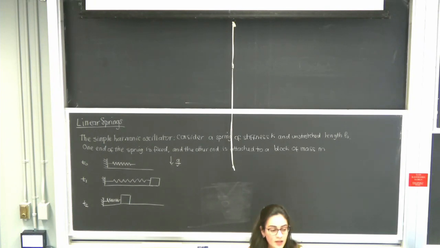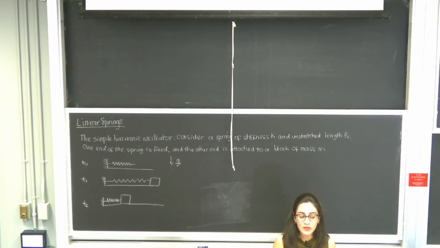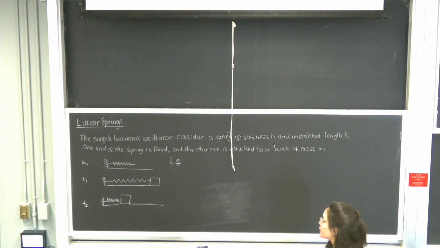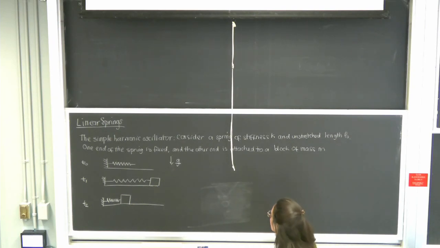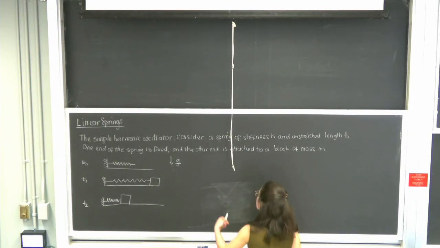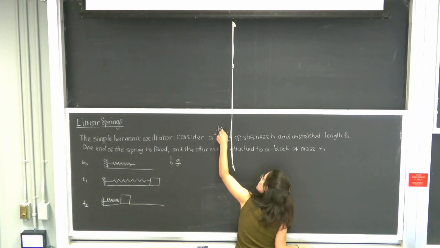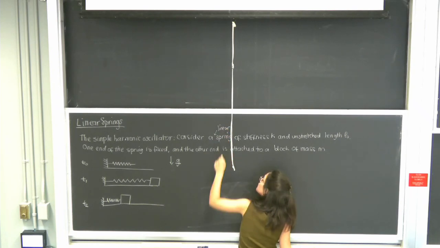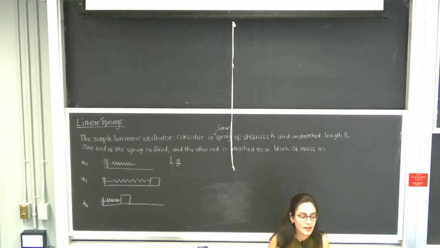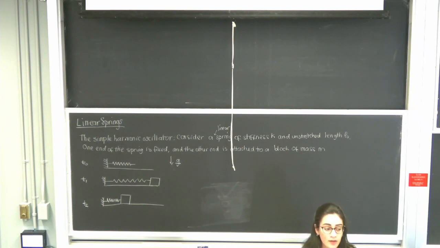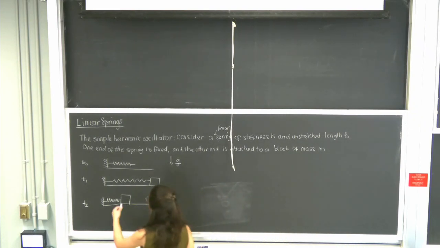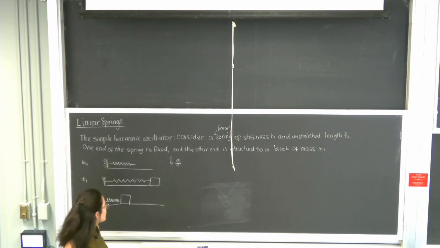Okay, so linear springs. Let's consider a spring, a linear spring. Let's make that spring linear. A spring of stiffness K and unstretched length L0, where one end of the spring is fixed, and the other end of the spring is attached to a block of mass M.